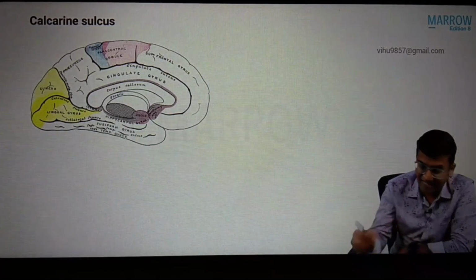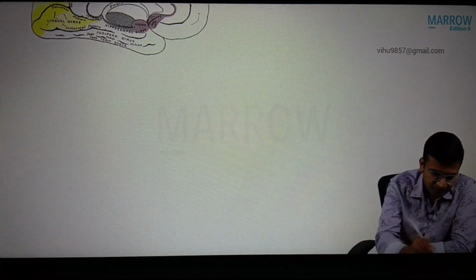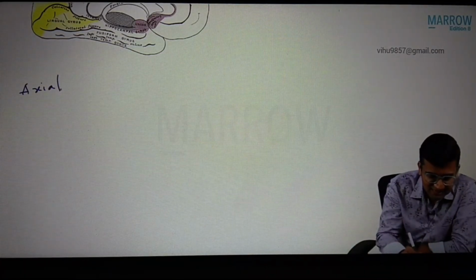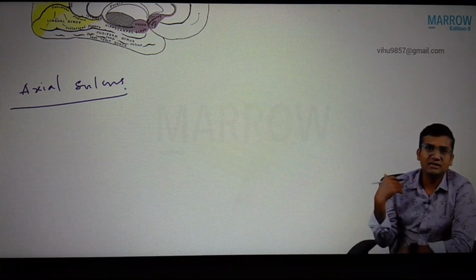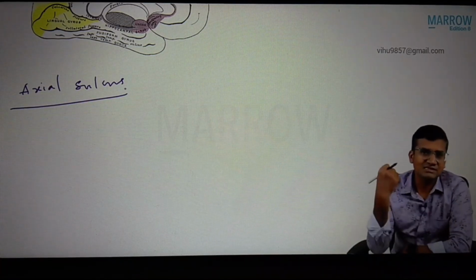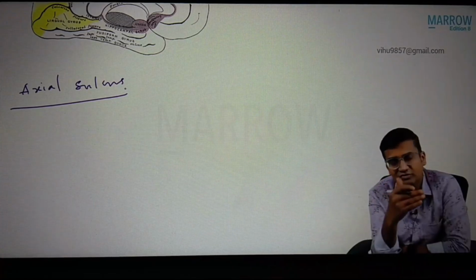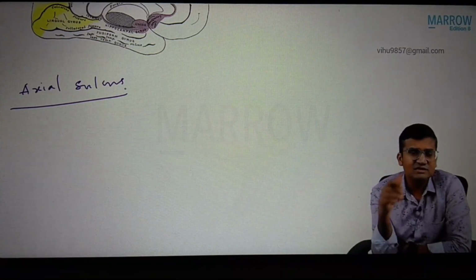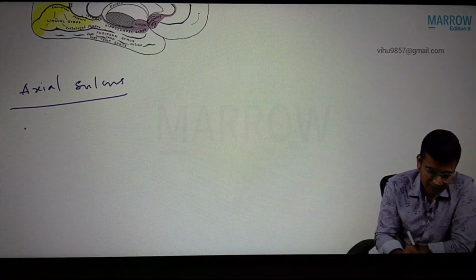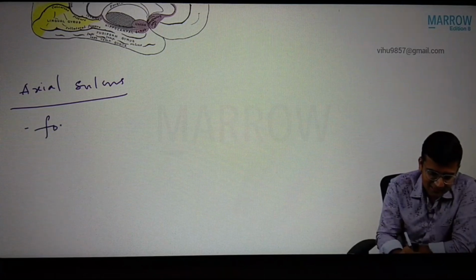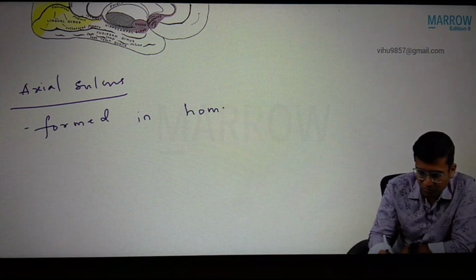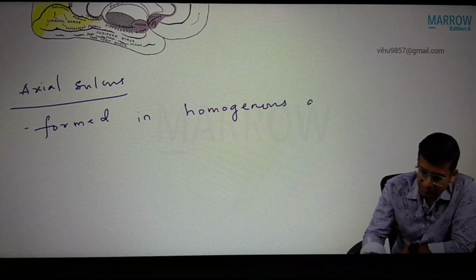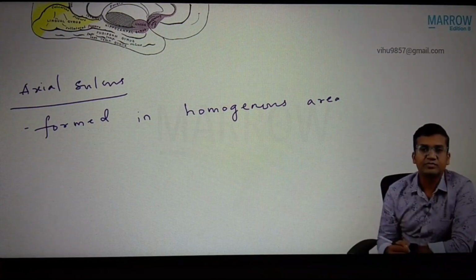Next, the third sulcus, axial sulcus. The axial sulcus is exactly opposite to the limiting sulcus. The limiting sulcus is formed between two different functional areas. The axial sulcus is formed in a homogeneous area.